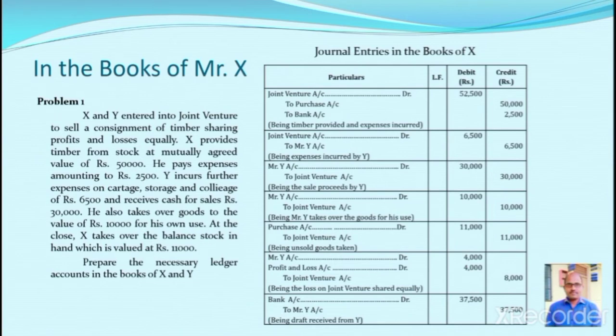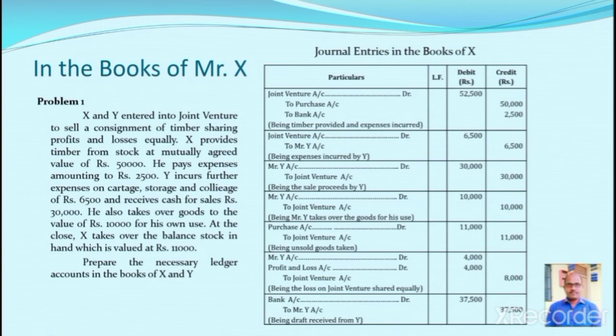That loss is again distributed among Mr. X and Mr. Y, the co-venturers, equally. The journal entry is Mr. Y account debit, profit and loss account of Mr. X debit, to joint venture account. Now the last entry is for bank account debit to Mr. Y account. So this is the final settlement.